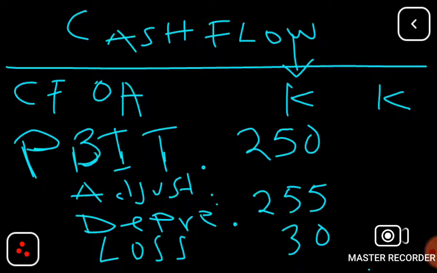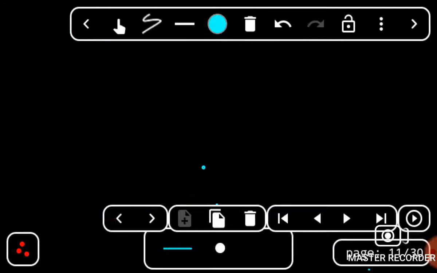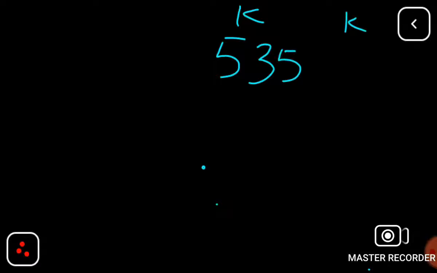So let's calculate this. We have 250 plus 255 plus 30, which gives 535. We still put this into our first column, and this is called cash inflow from operating activities before working capital. That's what you write there.